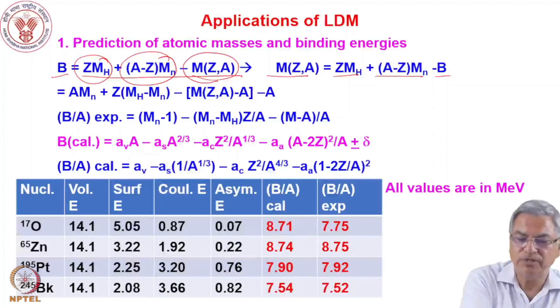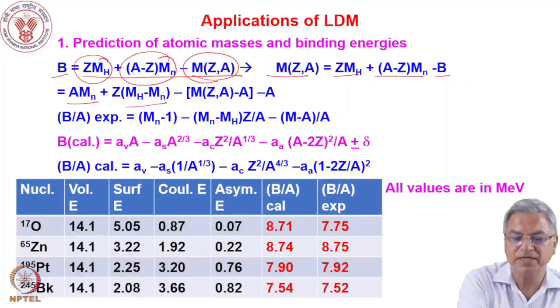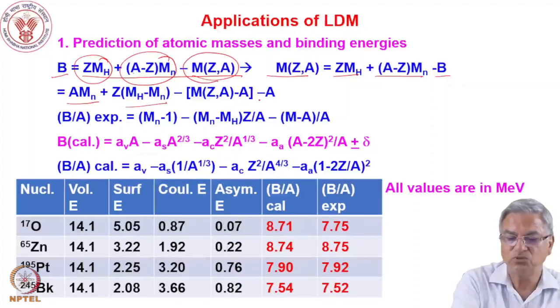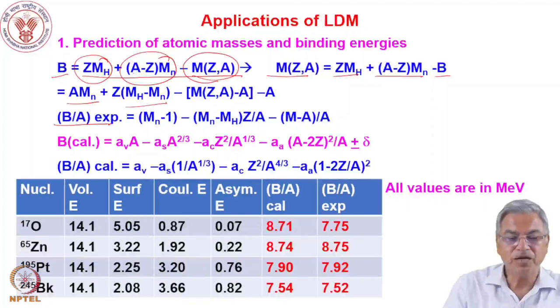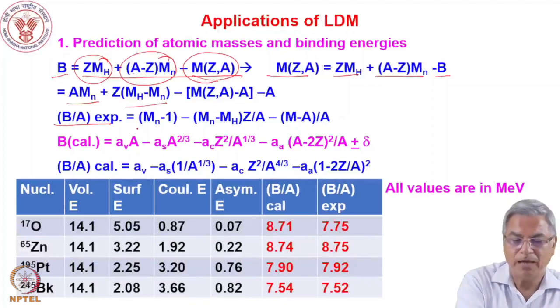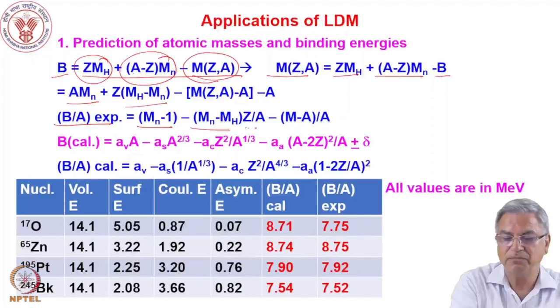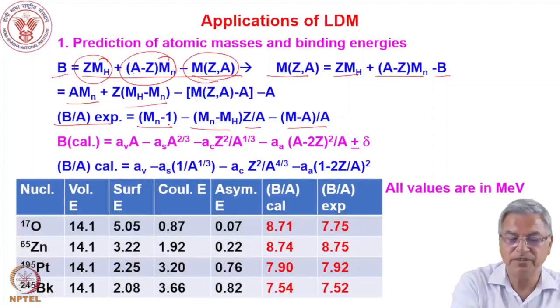So you can now try to do some calculations here. The binding energy can be written as A into M_n, plus Z into (M_H minus M_n), you can take from here, and then you do some jugglery: you add 1A and minus 1A to simplify things. So you can now take the binding energy per nucleon, B by A experimental, as M_n minus 1, plus (M_n minus M_H) Z by A, and minus (M minus A) upon A. So this is, you can write, (M minus A) upon A. This A has been taken here.